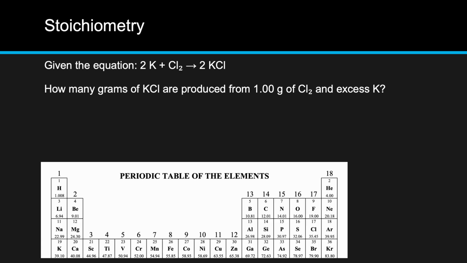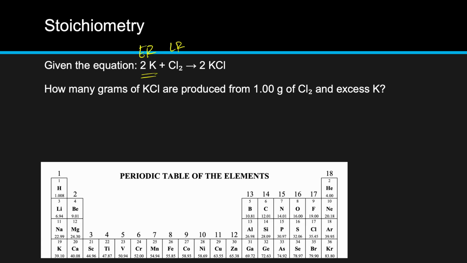All right, so for this one, we are given our balanced chemical equation. It says how many grams of KCl are produced from 1 gram of chlorine gas and excess potassium. So this is already telling me that potassium is my excess reactant, which means I already know that chlorine gas is my limiting reactant. So whatever amount of chlorine gas I have, I'm going to use that amount to convert to my product because that will tell me how much I can actually make.